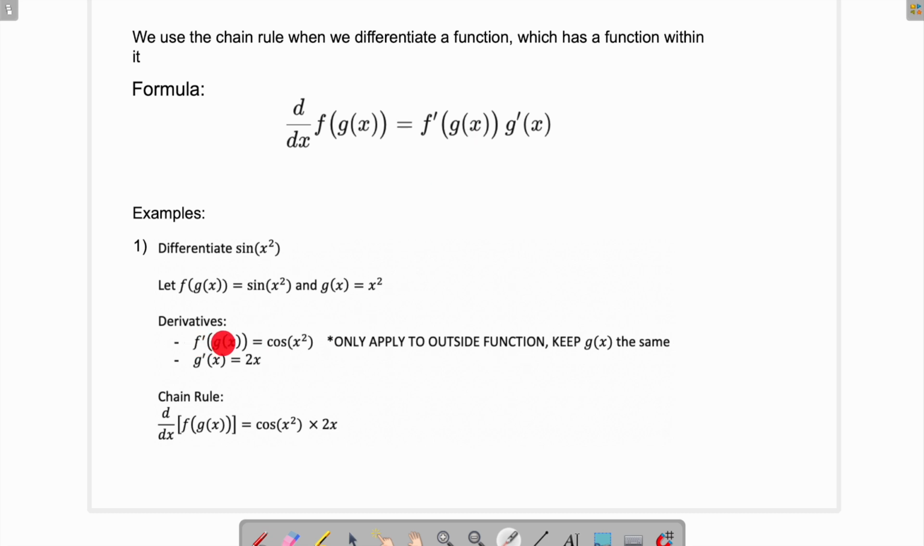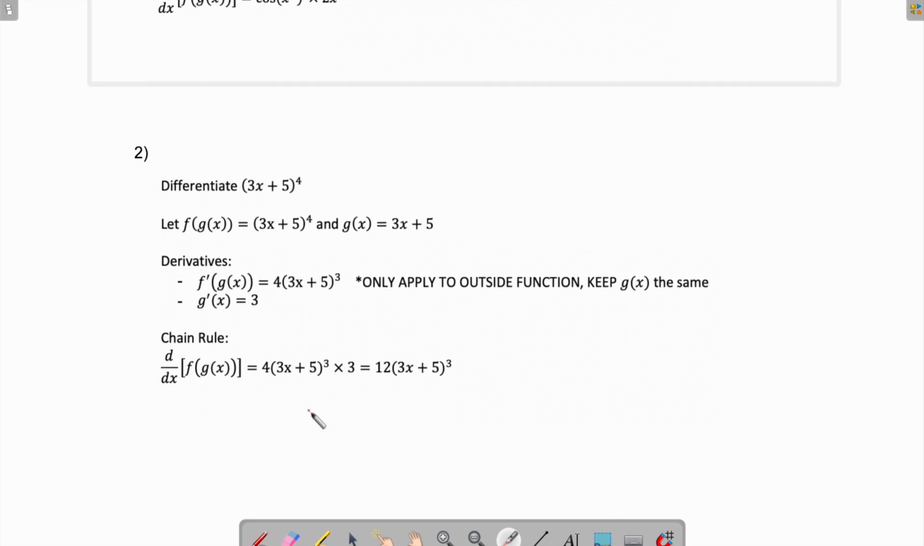So f dash of g of x, as we said before, the derivative of sine is cos. So it's cos here, but we keep the inner function the same. So we only apply it to the outside function. Keep g of x the same for the f dash g of x. But then when we come to g dash of x, the inner function, that's simply x squared. So the derivative of that is 2x. So simply putting it all together, the outer function cos of x squared, and we times that by 2x, and that is our derivative of sine of x squared.